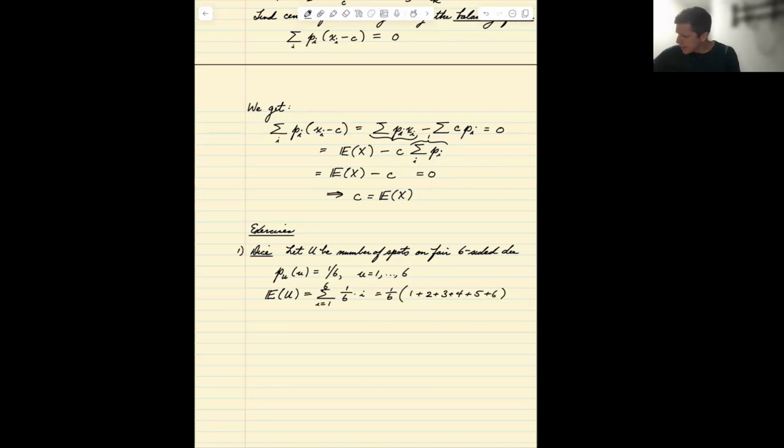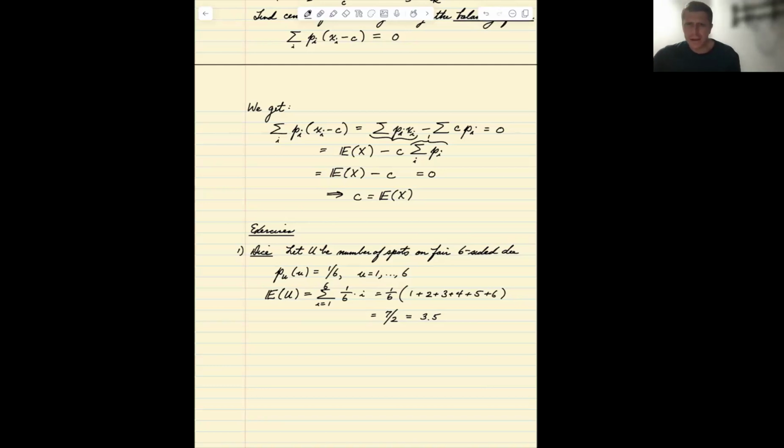We can do the math: 7/2 or 3.5. First thing to point out, which I haven't pointed out yet, is that 3.5 is not one of the possible outcomes. That's fine. It doesn't have to be. Even though we're saying in some sense we expect the outcome to be 3.5, it's impossible for the outcome to be 3.5. That's not a requirement for expectation.